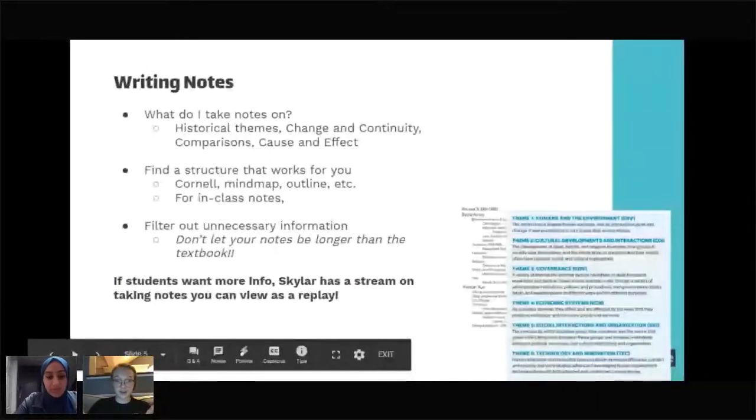Okay, well, the next thing that we should remember when we're taking notes is cause and effect. So cause and effect is important because you can see how different events have led to each other.